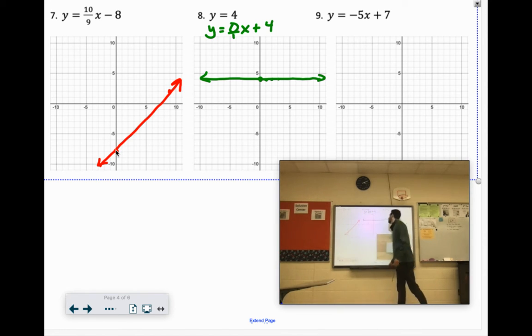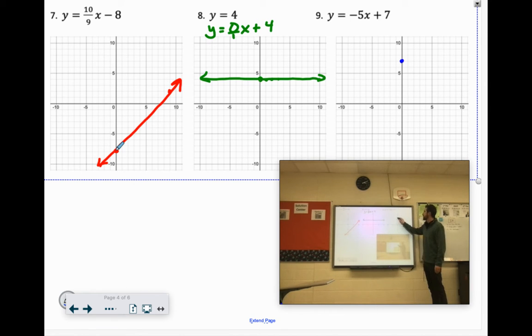Last one. Y equals negative 5x plus 7. Go up 7. Our slope's negative 5, so go down 5 over 1. Down 5 over 1.